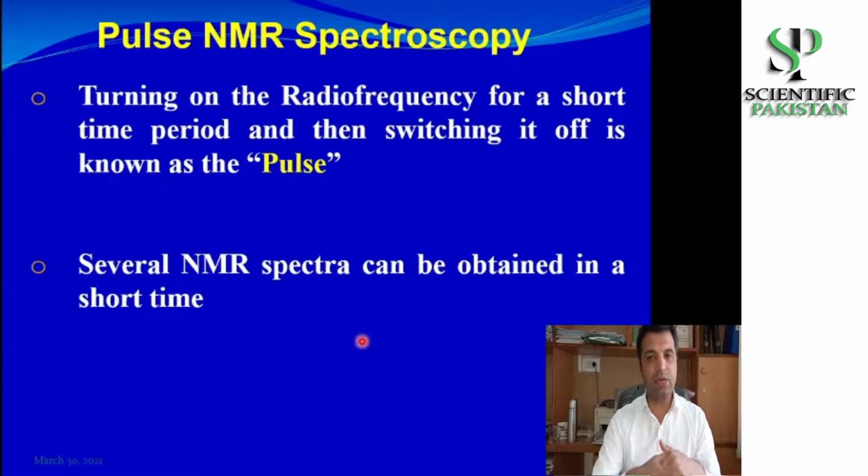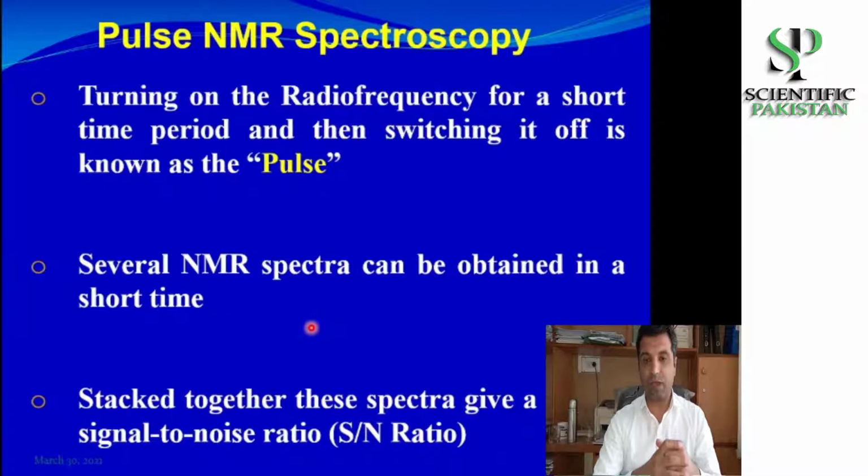time. I told you in the continuous wave technology, all of these protons are made to excite one at a time, and it takes some time to record one spectrum. But in pulse NMR spectroscopy, you can record a lot of spectra in a very short period of time. And because you have the luxury of obtaining these spectra in a very short time, you can record a lot of spectra and then stack them together to get a good signal to noise ratio. A good signal to noise ratio means a strong signal with lower noise. You would like to have clear, strong signals with lower noise level.